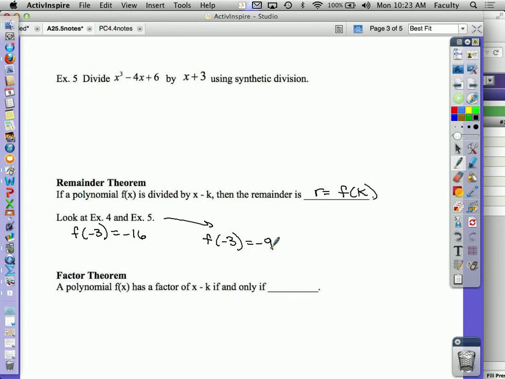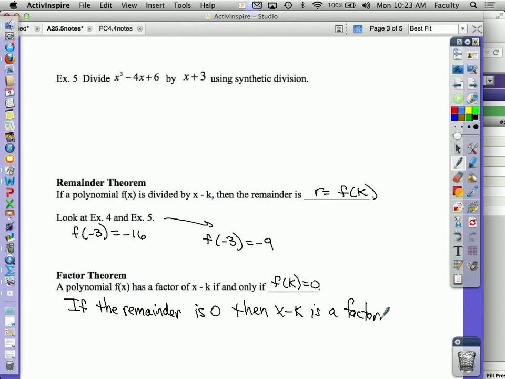If you know you divide by x minus k, then f of k is the remainder. Now what we're going to do is take this and apply it to the factor theorem. It says a polynomial f of x has a factor of x minus k if and only if f of k equals 0. That means if the remainder is 0, then x minus k is a factor.